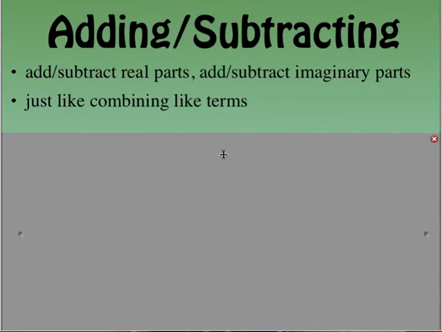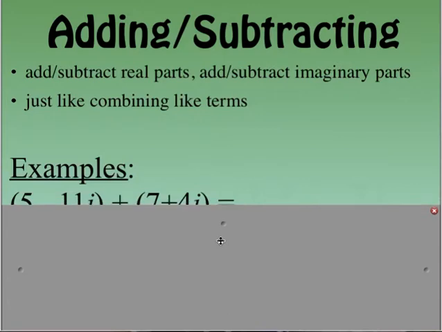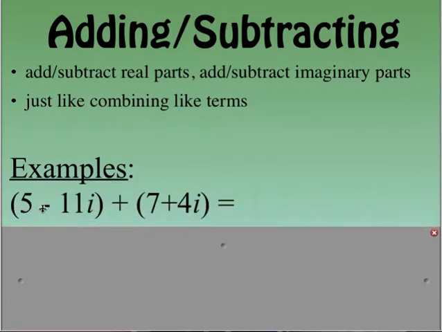So the first example that we have is 5 minus 11i plus 7 plus 4i. And so in adding and subtracting, you just add the real parts together. So I have a real part of 5 and a real part of 7, which is going to make 12. And then I have an imaginary part of negative 11i and 4i, and when I add those together, I get negative 7i. So I have 12 minus 7i.